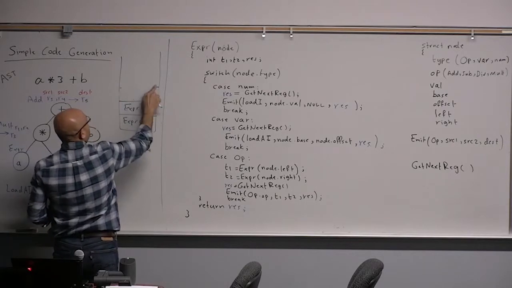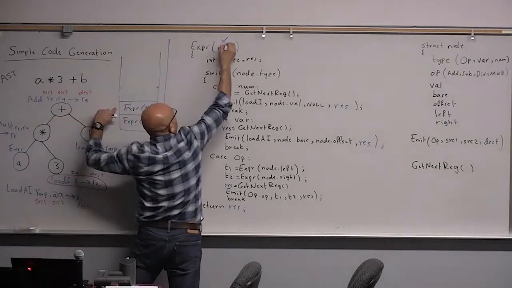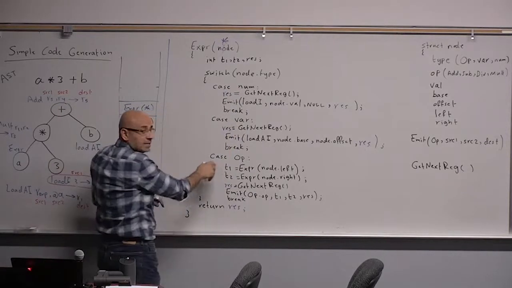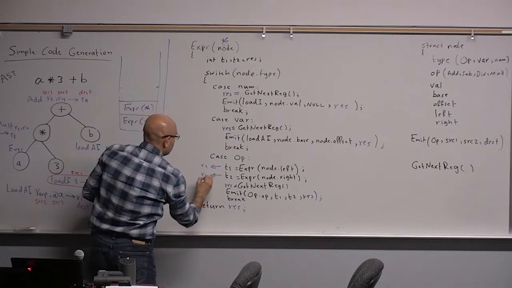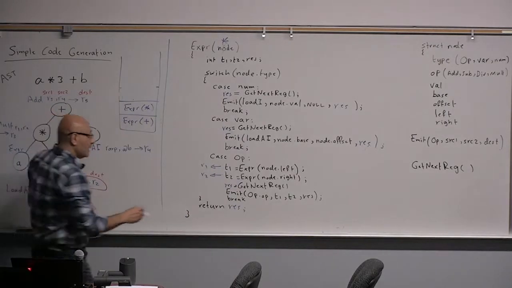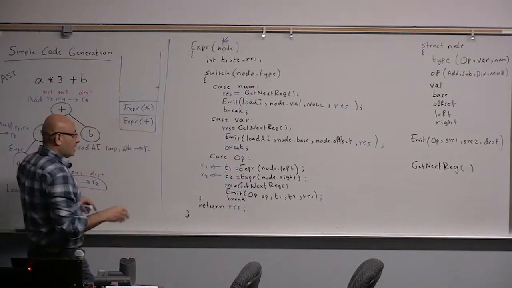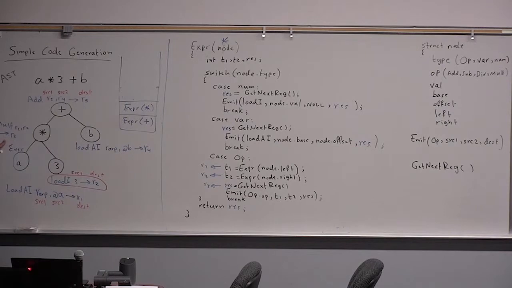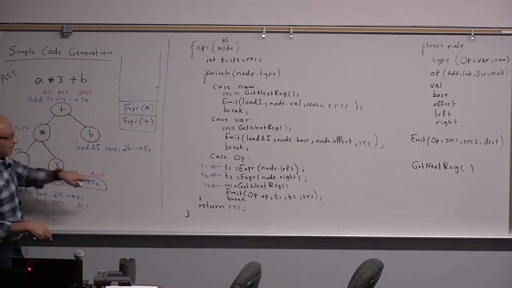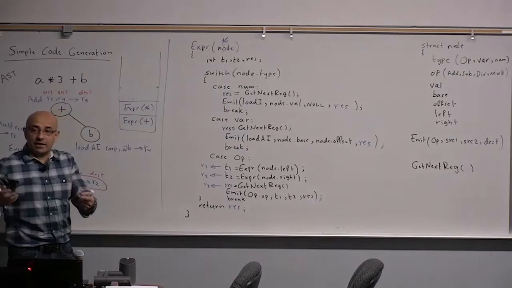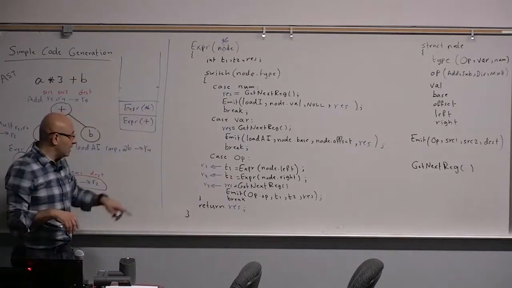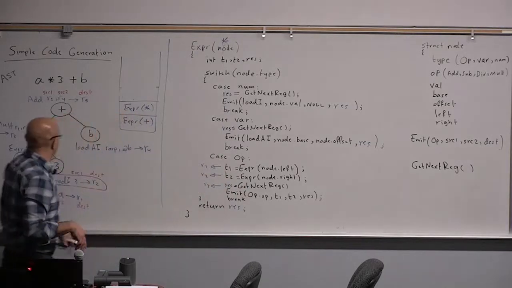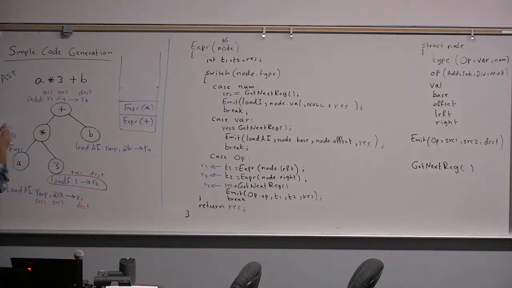Now we are in expression of multiply. We finished this. This returned R1. This returned R2. And now it's going to get the next register. The get next register is going to give it R3. So this will generate this multiply that we want. It's going to multiply R1 that came from the left child, that holds the result of the left child, R2 that holds the result of the right child, and R3 the new register that we have just generated. So it will generate the multiply R1, R2, and put the result in R3.